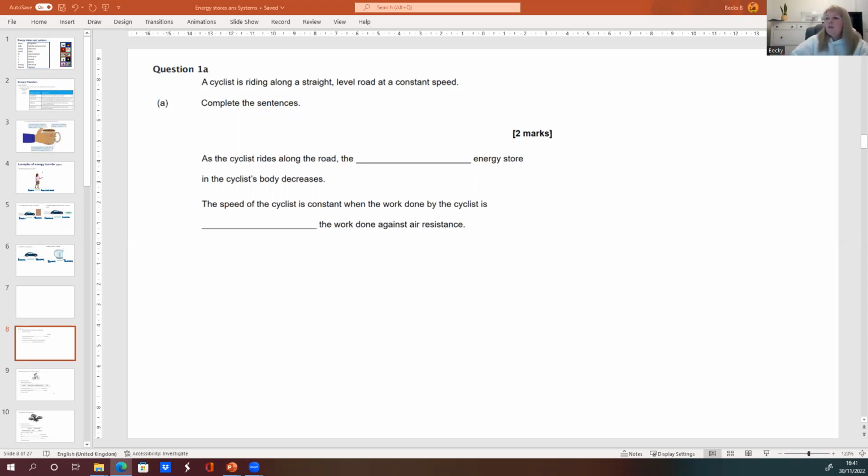Okay, so this one then, as a cyclist rides along the road, there's something energy store in the cyclist's body. Now, in the body, we have chemical energy. Chemical energy is a store of energy, could be stored as a fuel, like the petrol and diesel in a vehicle. In us, it's kind of like our food, isn't it? Our sugars, that's our store. It's chemical energy.